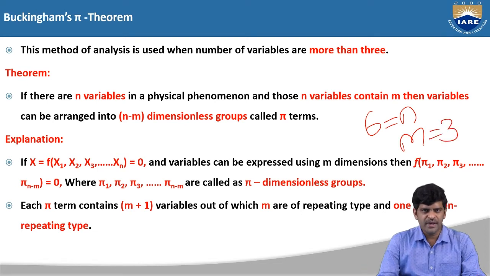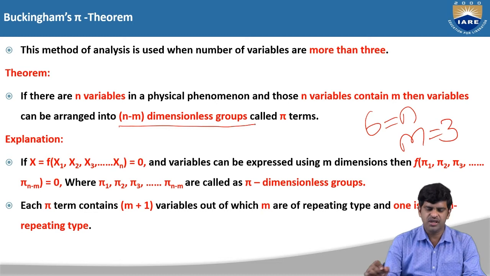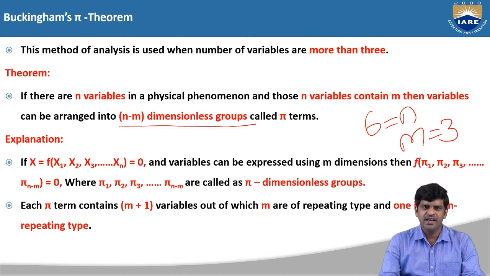Now according to the Buckingham pi theorem, these variables can be arranged into n minus m dimensionless groups. N minus m dimensionless groups means constant groups. N minus m constant groups can be formed, and these are also called pi terms.